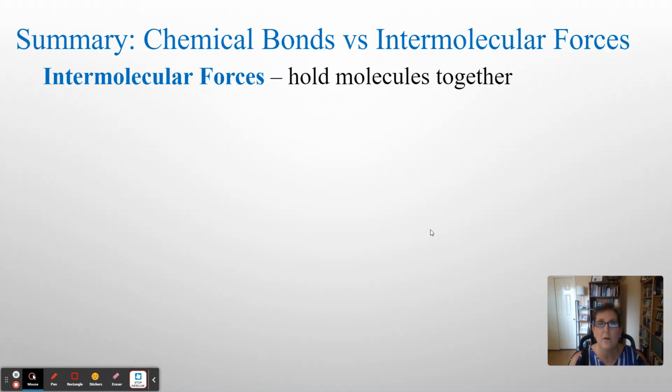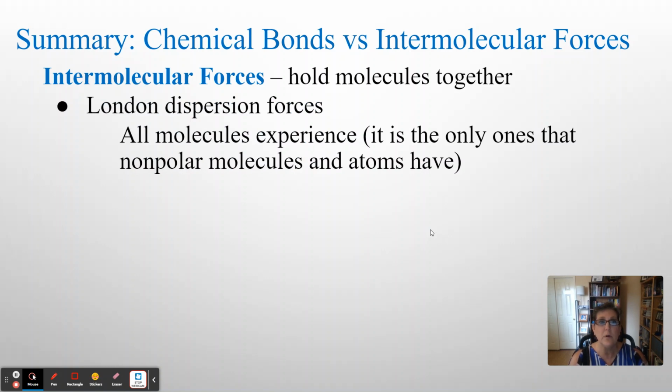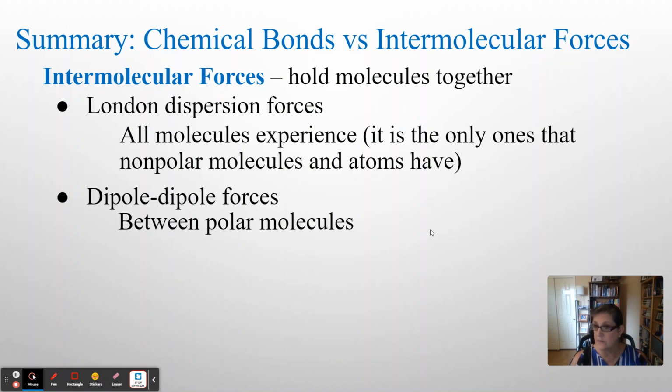Now let's review our intermolecular forces real fast again. London dispersion forces. Again, intermolecular forces hold molecules together. So an IMF holds molecules together. The London dispersion force is experienced by everything, but we're going to focus on the fact that it's the only force that a non-polar molecule will have. So non-polar molecules go with London force. That's the only force they have. Dipole-dipole forces are for polar molecules. Polar molecules can have dipole-dipole forces, which are stronger than London.